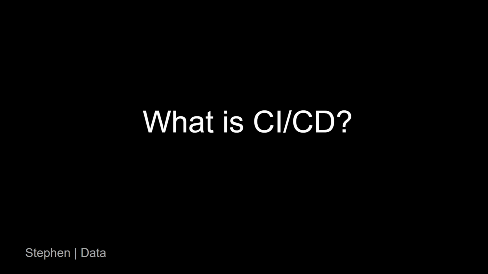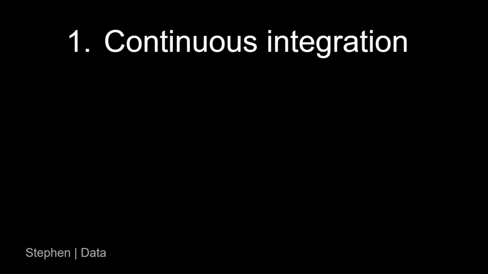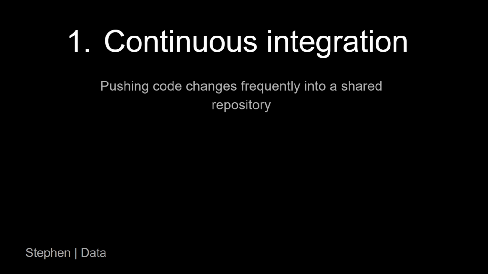So let's start by talking about CI/CD. Now, what is CI/CD? This stands for continuous integration and continuous delivery, or deployment. So let's break this down a little more. Continuous integration is pushing any changes you've made to your code from your branch into a shared repository. This is usually done multiple times a day.